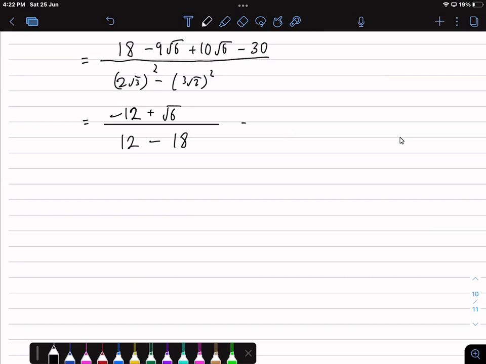Then you'll get a negative 6 at the bottom. So negative 12 plus root 6 over negative 6. Simplify, we get negative 12 over negative 6 plus root 6 over negative 6. Simplify a bit more, we get 2 minus 1 over 6 root 6.